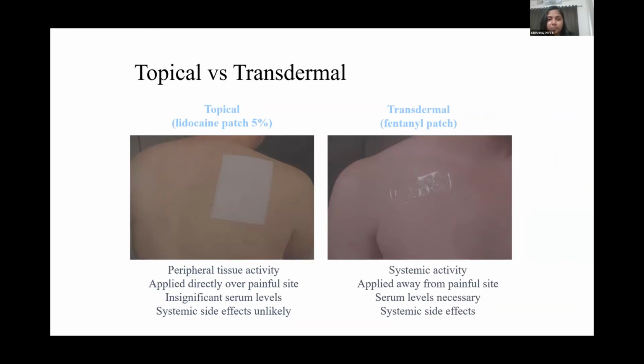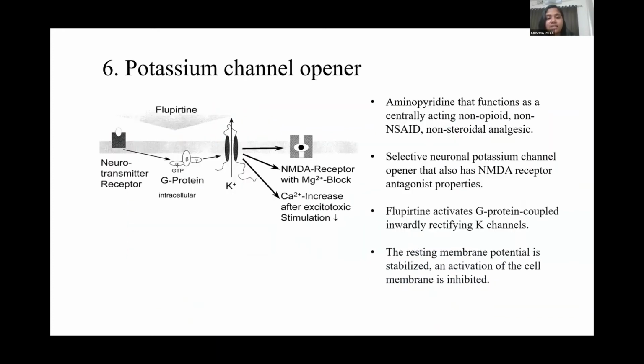The next category is the potassium channel opener, that is flupirtine, an aminopyridine that functions as a centrally acting non-opioid, non-NSAID, and non-steroidal analgesic.